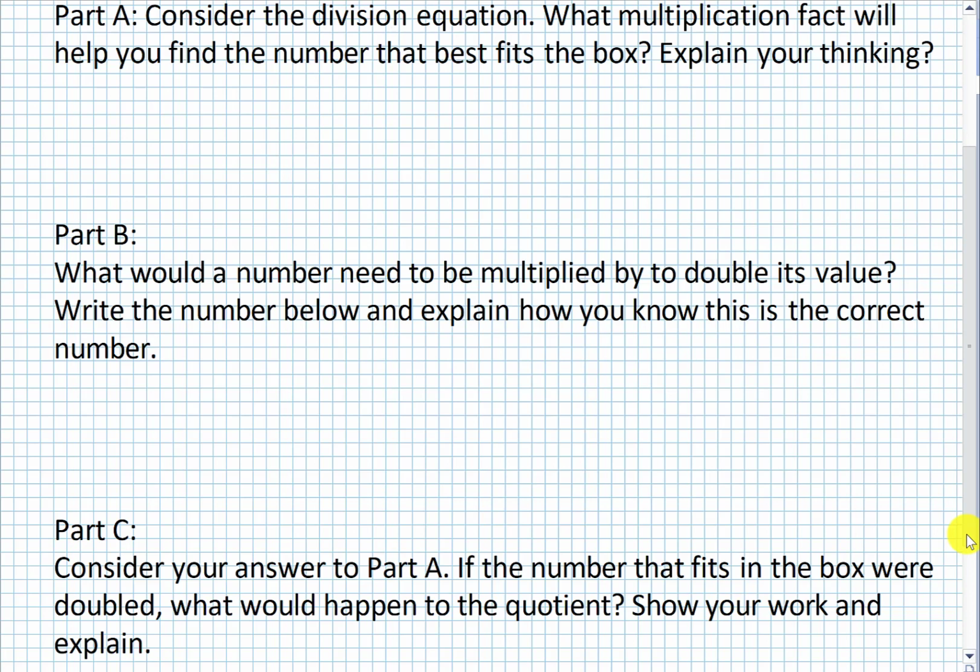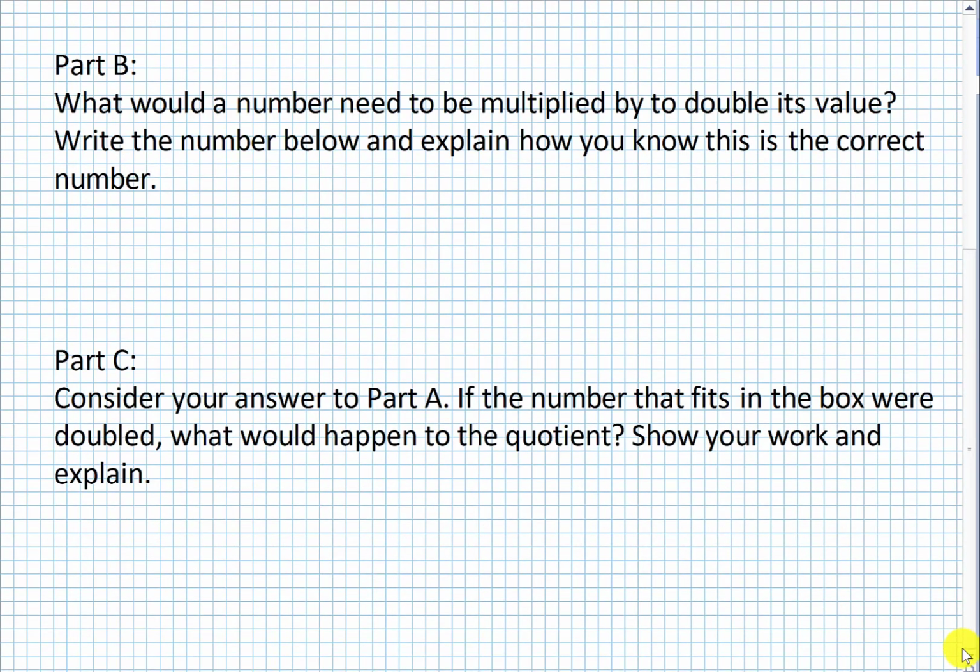Part B says, what would a number need to be multiplied by to double its value? Write the number below and explain how you know this is the correct number. Part C, consider your answer to part A. If the number that fits in the box were doubled, what would happen to the quotient? Show your work and explain.